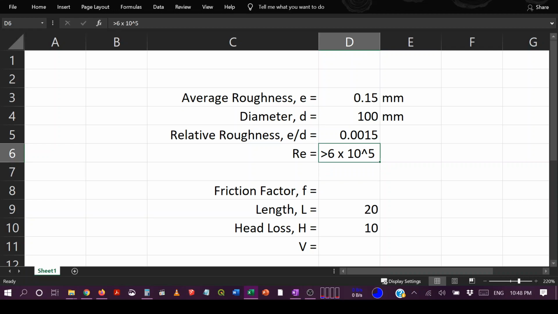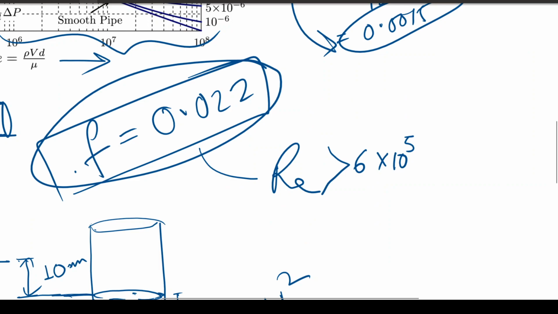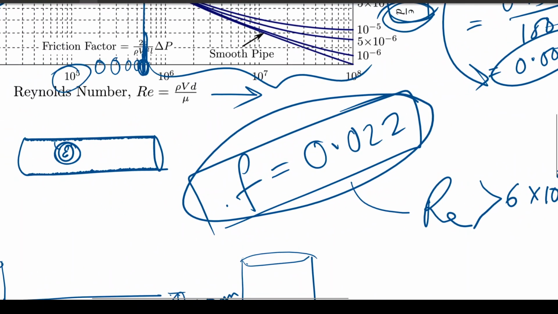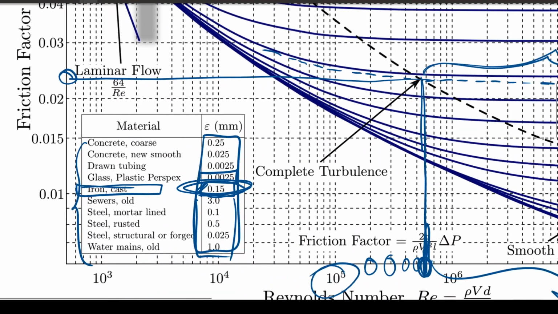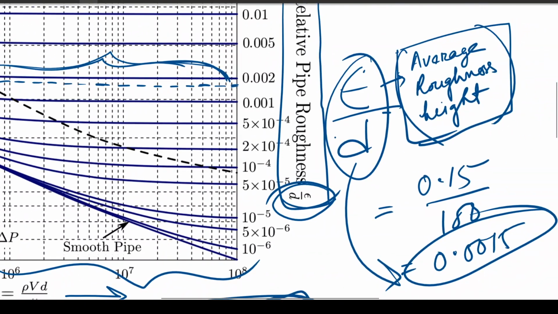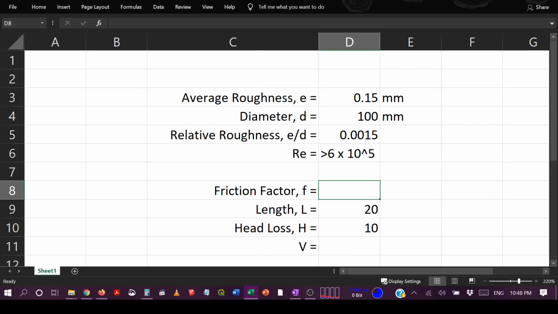Now, based on this Reynolds number, we'll find our value of friction factor. What was the friction factor? It was 0.022, and from the graph it was 0.022 approximately. So we'll put 0.022 here. Now length of the pipe is 20 meter. I'll also put meter here, and head loss is 10 meter here.